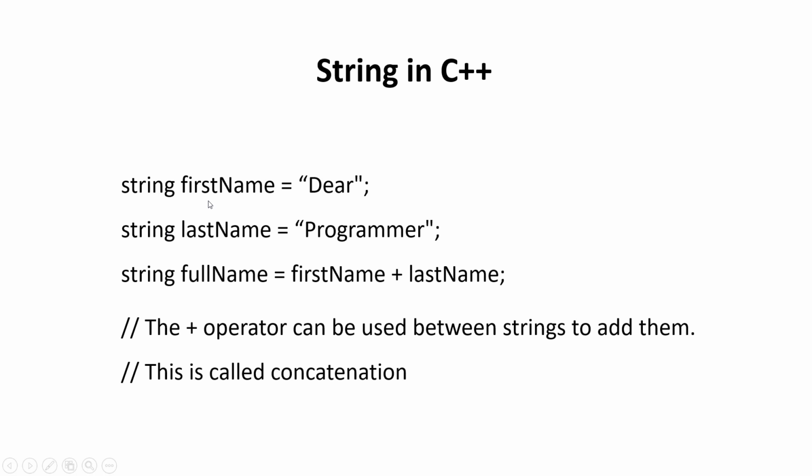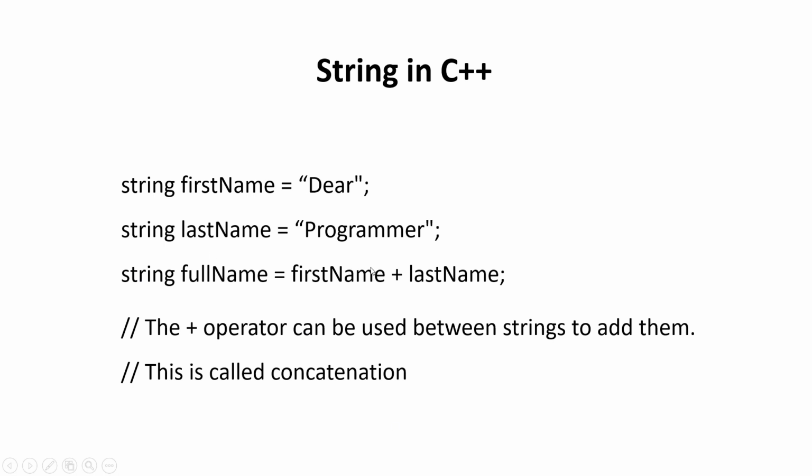So I have created a string variable first name equal to "Dear" and a string last name "Programmer", and I have created another string variable, full name, equal to first name plus last name. This is adding first name and last name and assigning the value to full name. So this is called concatenation. The plus operator can be used between two or more strings to add them. So Dear and Programmer will be connected and assigned to the full name variable.